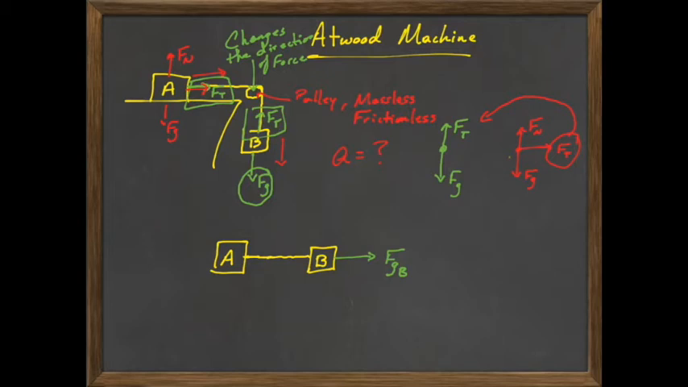Now, of course, we said there were tensions here in the rope. But since those tensions are internal to the system, they're going to cancel each other out anyways. We could write this as just one big combined object because these internal forces cancel, and this whole system is being tugged by a force due to gravity acting on B.